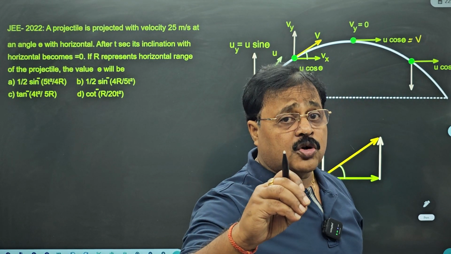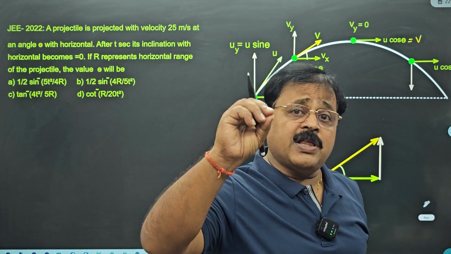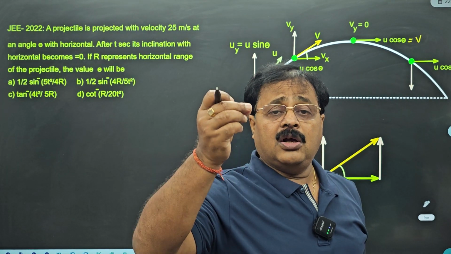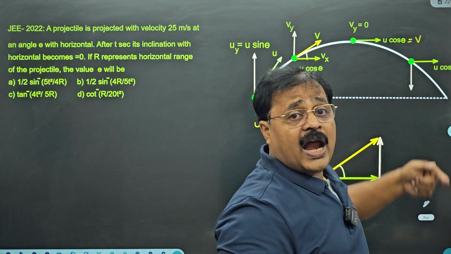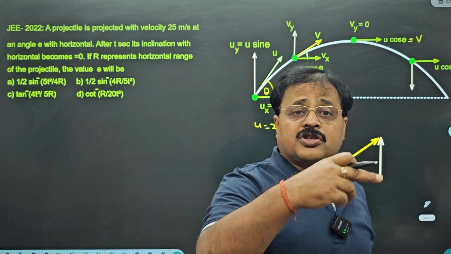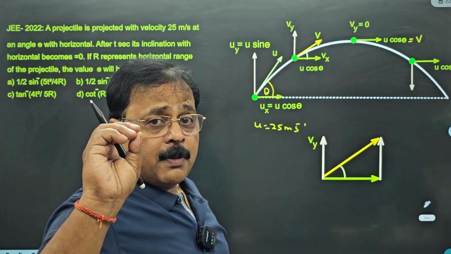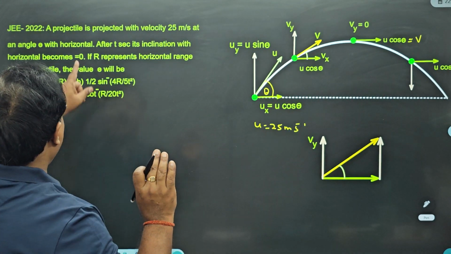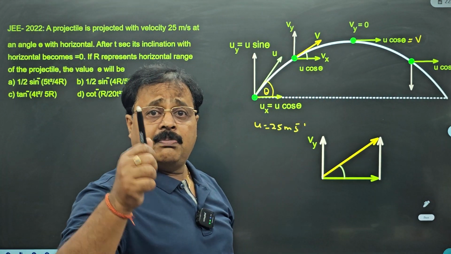So what have we understood? The point must be the highest point where the resultant velocity is equal to the horizontal velocity, and at that point the resultant velocity makes an angle 0 degree with the horizontal. Okay, my dear students, I believe you have understood. It means after time t, the vertical component of velocity must be equal to 0.